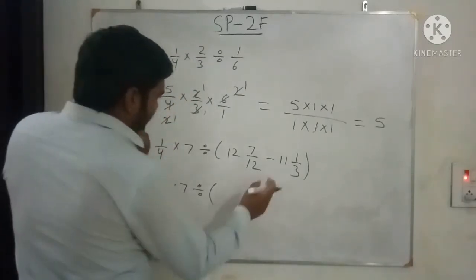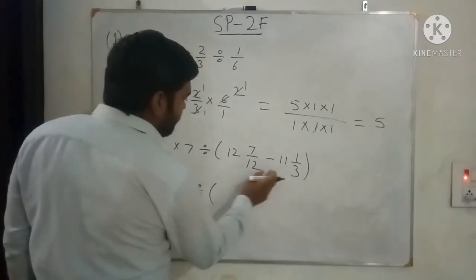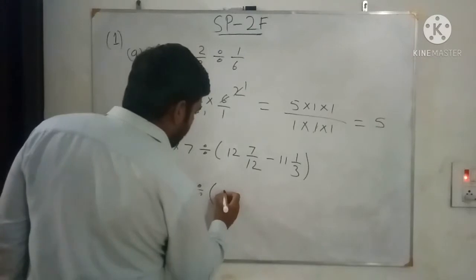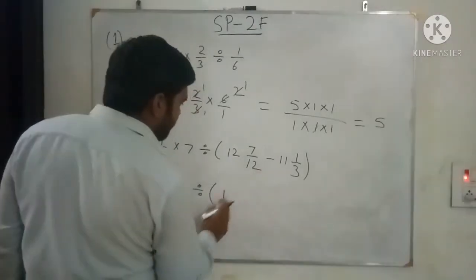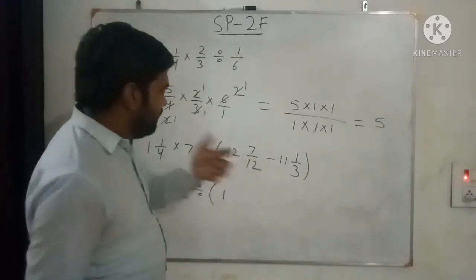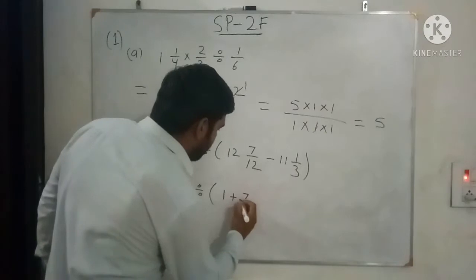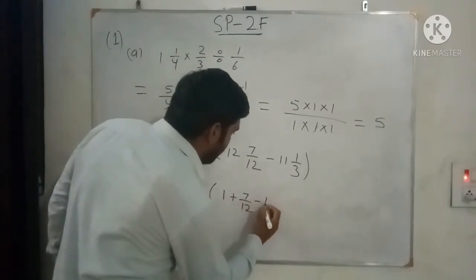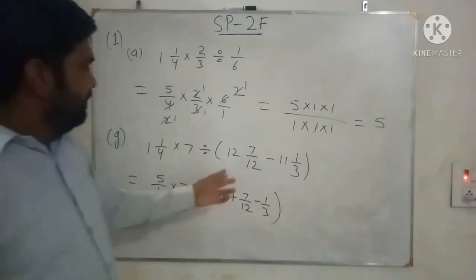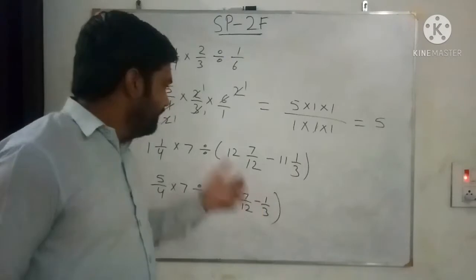Or we can do it like that. We are doing this subtraction of the mixed fractions. 12 minus 11. 12 minus 11 gives you what? 1. And 7 by 12 minus 1 by 3. That is, you can write 1 plus 7 by 12 minus 1 by 3. Like this. 12 minus 11, that is 1. And 7 by 12 minus 1 by 3.